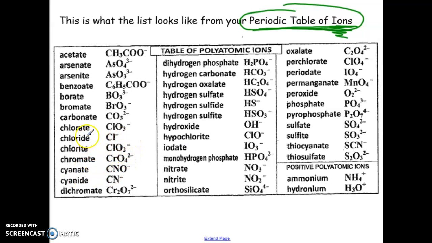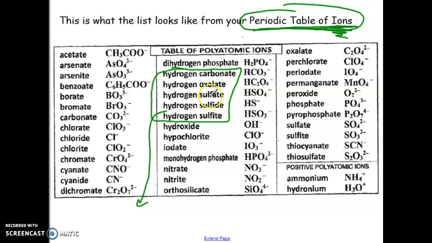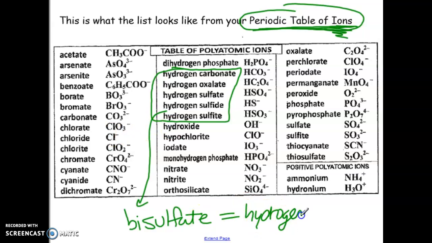Here is chromate, chloride. Well, chloride is not really a polyatomic ion, but it's on there anyways. Borate. You don't have to memorize any of these. One thing I do want to point out: all of the ones that have hydrogen at the front of the name, see how it says hydrogen carbonate, hydrogen oxalate, hydrogen sulfate, etc. These also go by another name. See how hydrogen carbonate can also be called bicarbonate. All of these that have hydrogen in front of the polyatomic ion can also go with the prefix bi. So if I said bisulfate, bisulfate is the same thing as hydrogen sulfate.